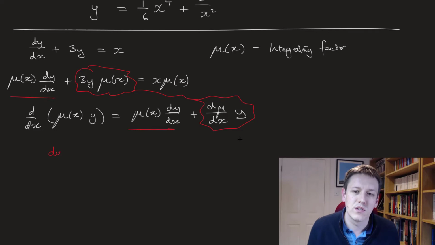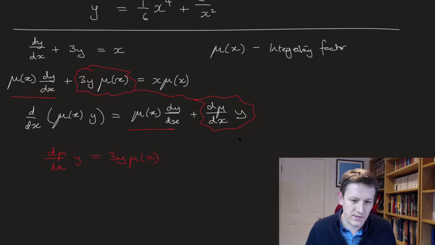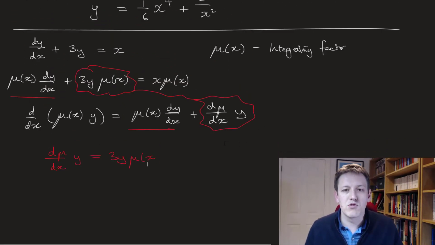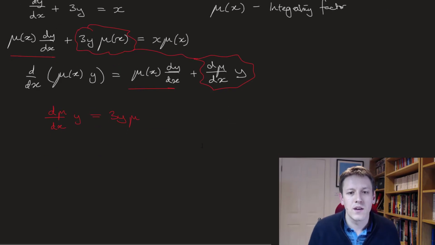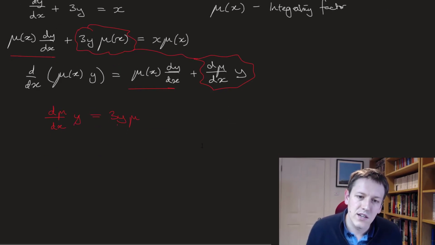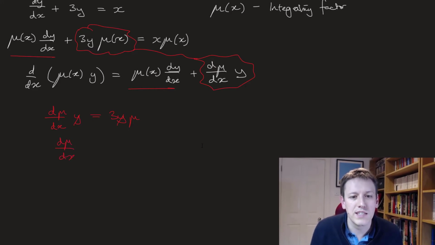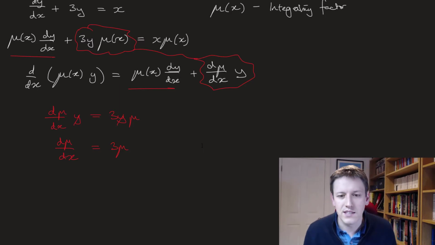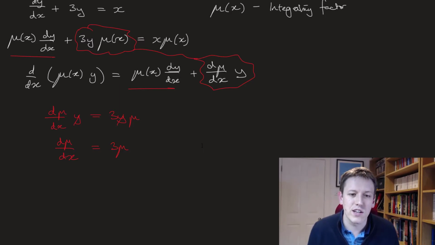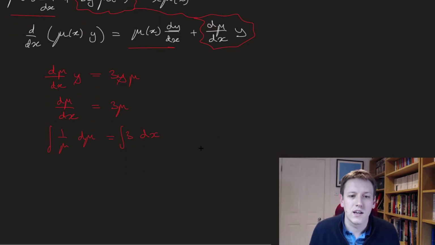Okay, so I want to do d mu by dx times y equals 3y times mu of x. Okay, so and let me drop the emphasis on x here. So I can divide both sides here by y, and we just get d mu by dx equals 3 mu. Well, this is just a separable differential equation here, right? I can write this as 1 over mu d mu integrated equals the integral of 3 dx, and then I get that log of modulus of mu is equal to 3x plus a constant.